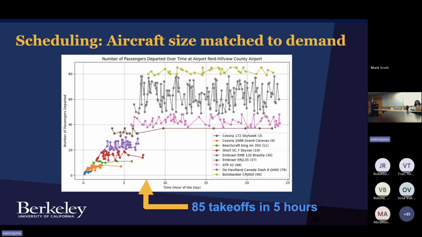I do this by optimizing, by building a fleet with a heterogeneous mix, which goes all the way from 90-seater aircraft to 3-seater Cessnas. This is at Reid-Hillview Airport. You can see that in the hours of the night, all these small aircraft are moving. Every dot is a flight. Later in the day, there are all these big aircraft flying. And if you want to understand what the flight frequency is, between like 5 a.m. and 10 a.m., there are 85 takeoffs across these 24 airports.